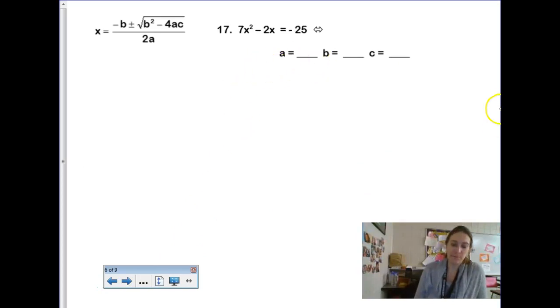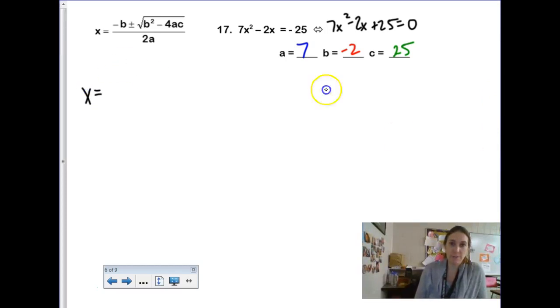Oh man, bummer. This one's not in standard form. So right away we need to do a little manipulation of the equation. 7x squared minus 2x, and then add that 25 over. So now our a value is a 7, our b value is a negative 2, and now the c value is a positive 25. So it's very important that you catch that manipulation of the equation off the bat.